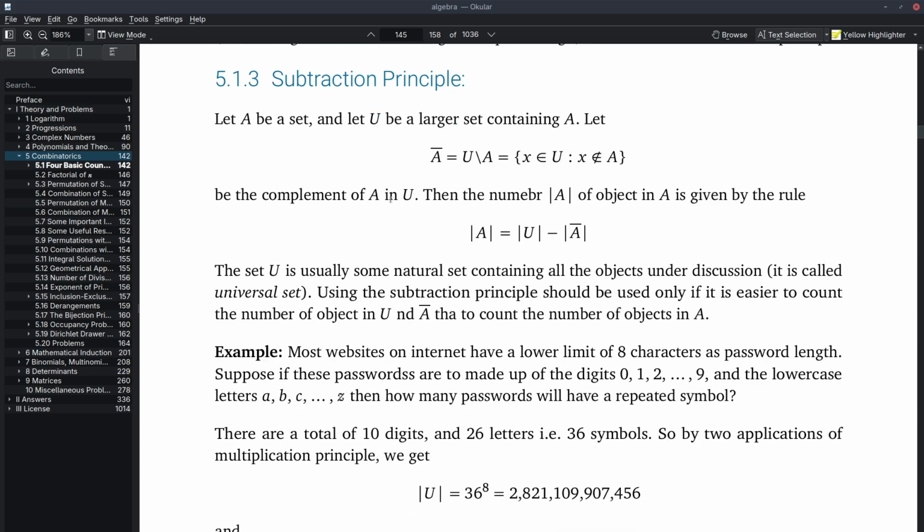The complement of A in U. This A bar is read as complement of A. Sometimes it is denoted as A prime. So A prime is equal to U minus A.